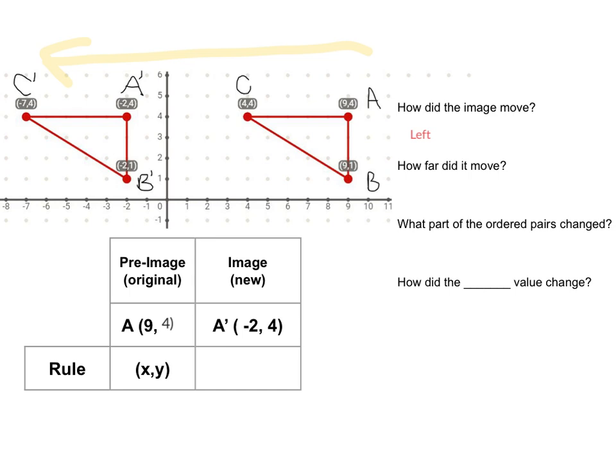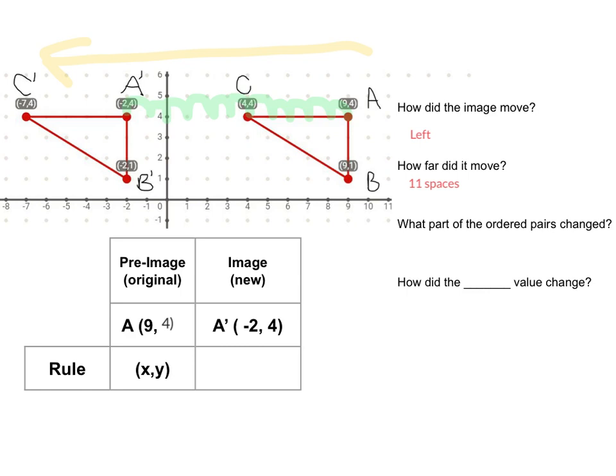When we're looking at an entire shape, don't worry so much about all of the ordered pairs. Focus on one ordered pair at a time. So in this case, we're just going to look at from A to A prime, and we're going to look at how far it moved. So we're going to count our spaces. 1, 2, 3, 4, 5, 6, 7, 8, 9, 10, 11 spaces to the left.